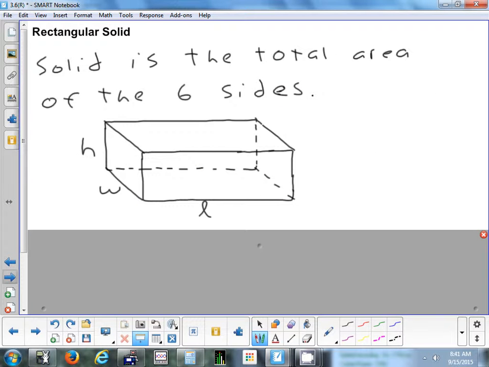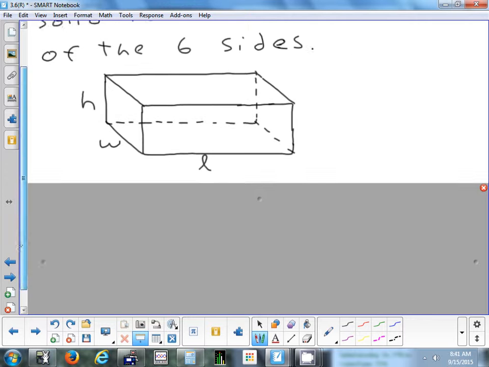Next, for the back side. Rectangular solid. I know.